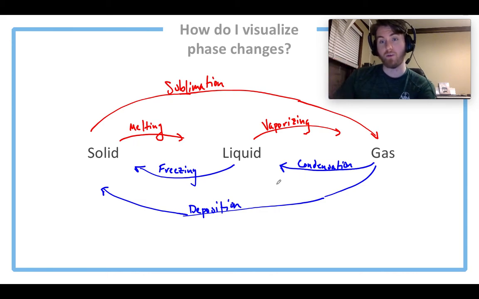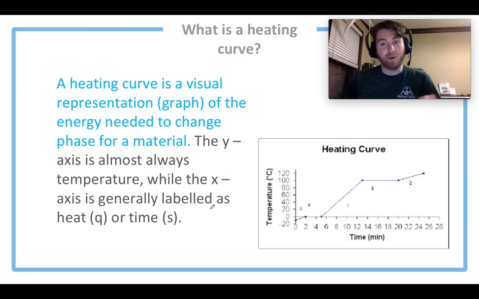There we go. Again, if you know this chart and you can understand each specific step from one phase to another, you're going to be golden. These are your main 6 and the ones that you need to know. Solid to liquid, melting, liquid to gas, vaporizing, solid to gas, sublimation or subliming. And finally, the other direction, gas to liquid, condensing, liquid to solid, freezing, and gas to solid, depositing or deposition. Okay, now let's talk about heating curves.